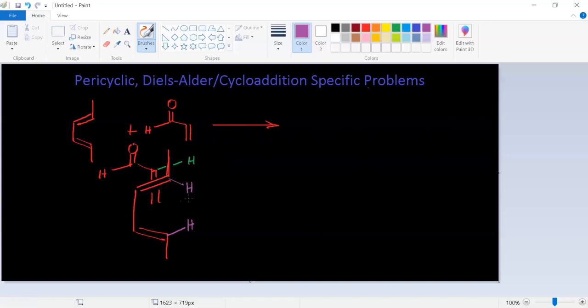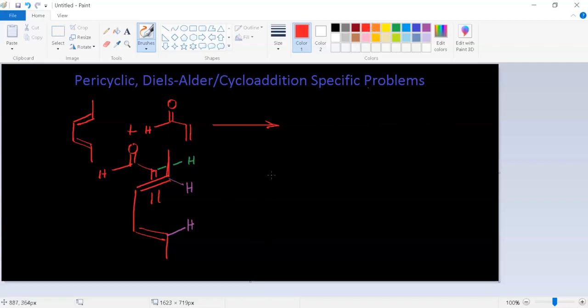So what that tells us is that when these two molecules come together, when they go through the cycloaddition process, the H's will still be doing the same things. If I put the green H on a dash, then the purple H's will also be on a dash. And you could also say I'm going to put the green H on a wedge, and then the same will be true for the purple H's.